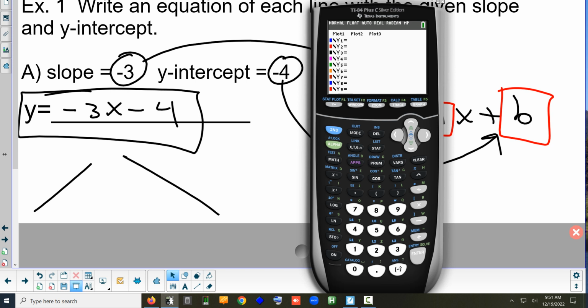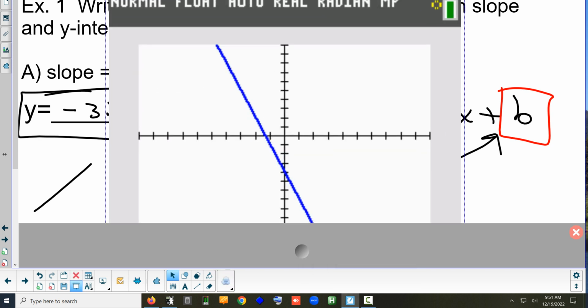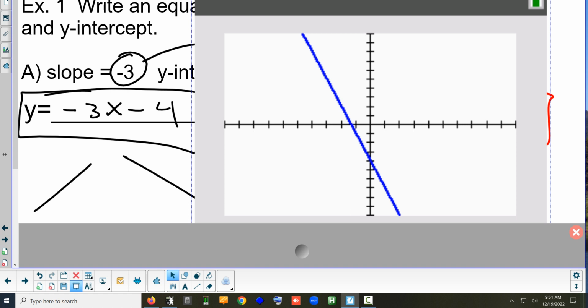So just to show you what this one looked like, -3x minus 4. It's going to be slanting down. And where is it going to cross the y-axis? Yep, at -4. See how it looks? So it's slanting down, and it does cross the y-axis at -1, 2, 3, 4. Perfect. That's what that line would look like.